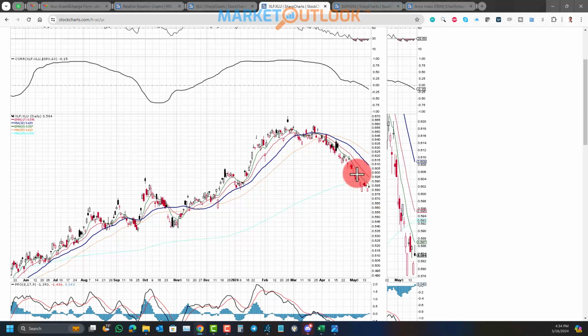So utilities are outperforming not just technology, but also financials, in a different area of the market. It gives you a sense of both being interest rate sensitive, but in opposite directions, right? When rates go up, utilities underperform and financials outperform, and vice versa.